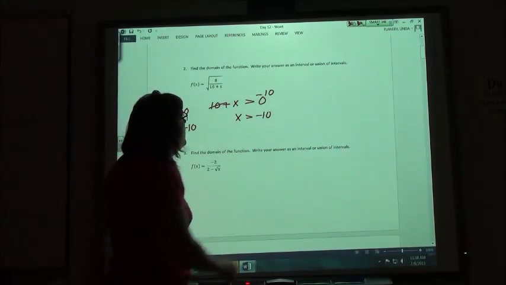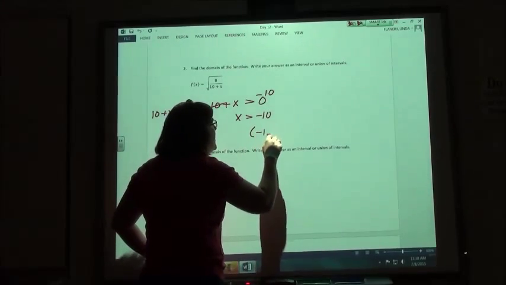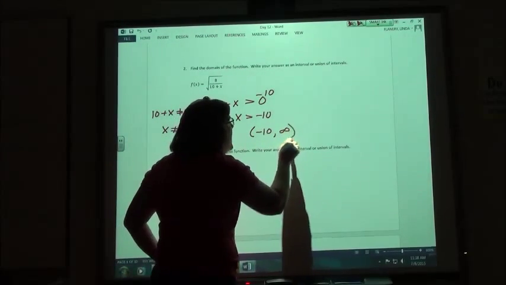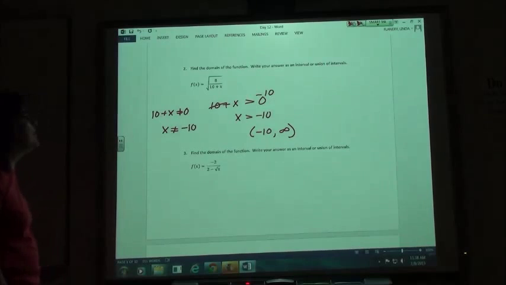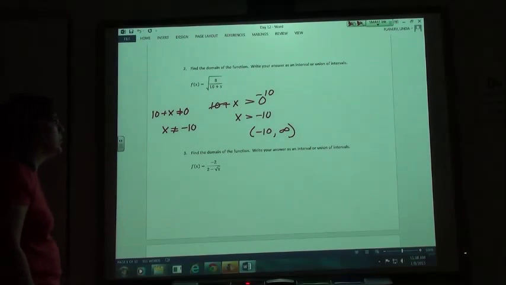And so in interval notation, I'm not including the negative 10. I can use anything greater than that, so from negative 10 to infinity would be my answer.